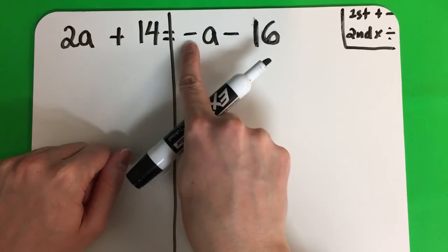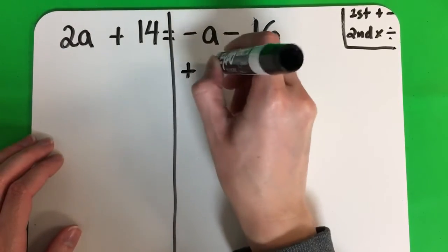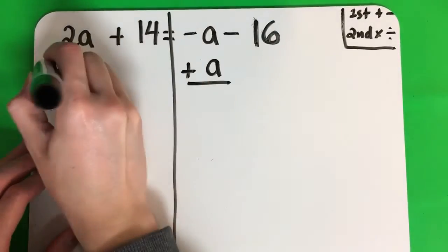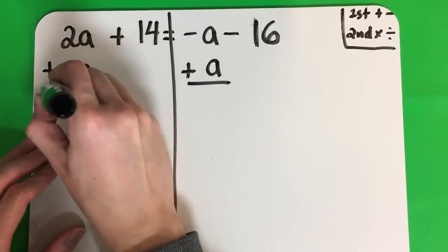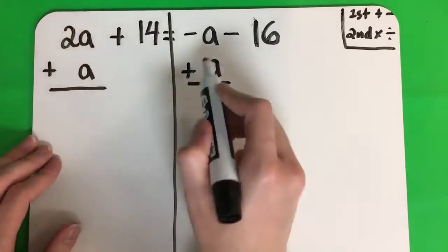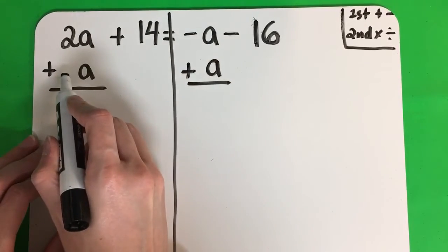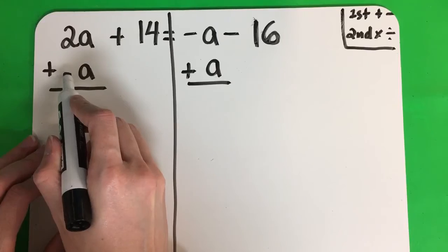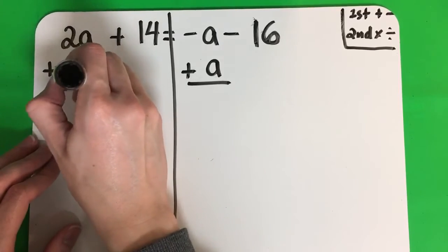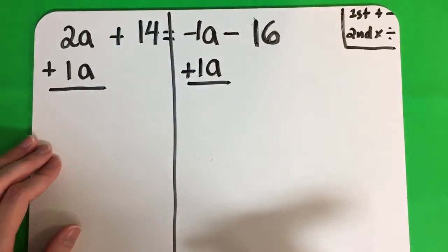Okay, so this is minus. The opposite of minus is plus. Este es menos. El contrario de menos es más. So plus A, and then here, plus A. Okay, now I need a number here. Necesito un número aquí. If there's no number in front, it's 1. Si no hay número enfrente, es 1. So 1, 1, and here too. Y aquí también. It's a 1.